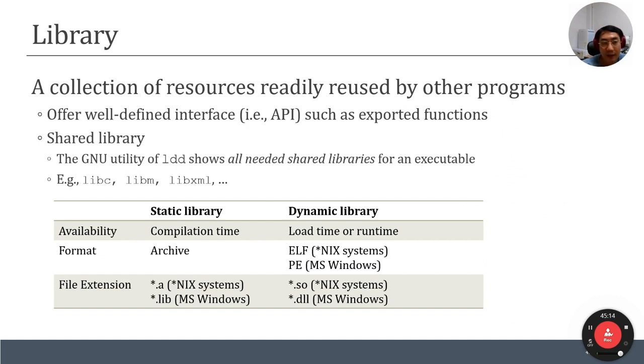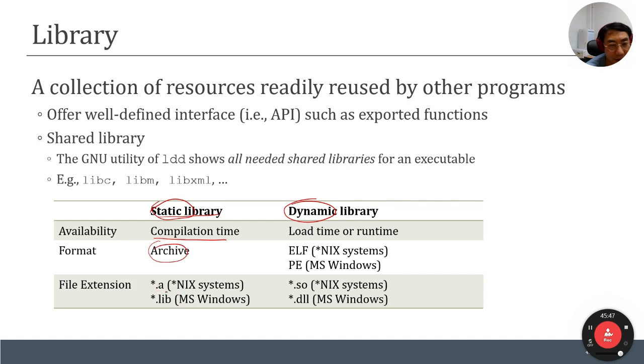And a library is a collection of resources readily reused by other programs, and it offers well-defined interfaces. If you think about the API as exported functions. And there are two different libraries: one is a static library and the other one is a dynamic library. A static library can be obtained at compilation time. You can get the archive format as a static library.